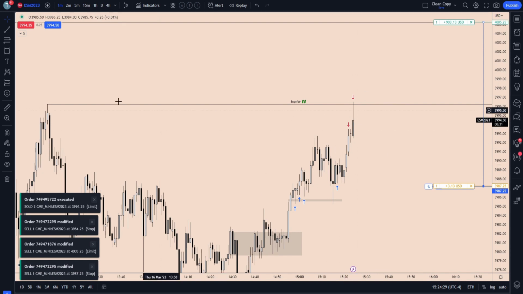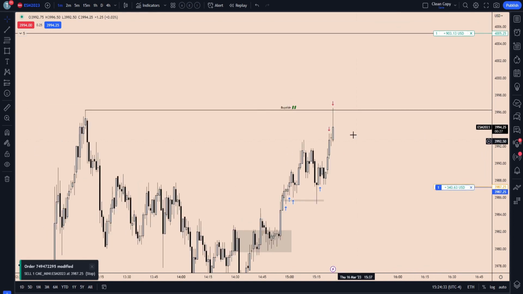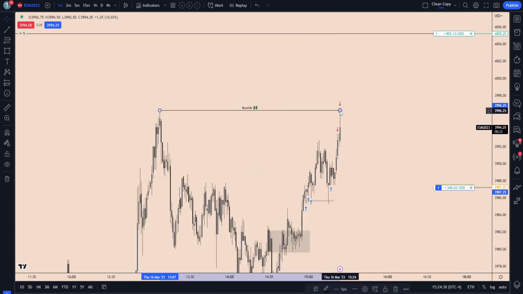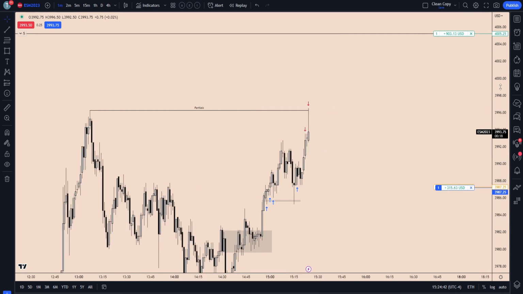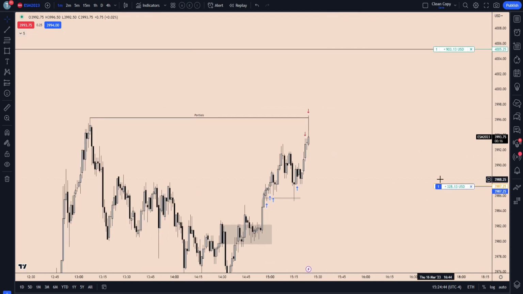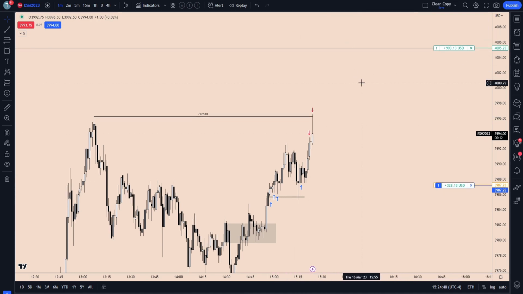Beautiful. I love seeing that, when price just rips for that liquidity like that. So there we go, now we got partials. Now I only have one contract left. I'm fine, I could care less if I get stopped at break even here. As you guys saw, final TP will be that 4-hour imbalance.